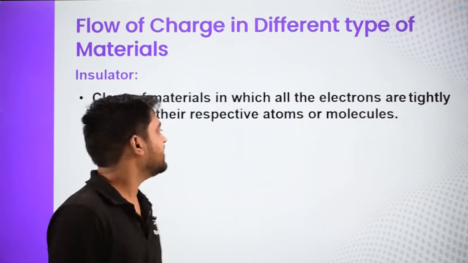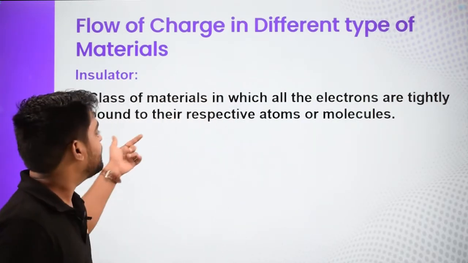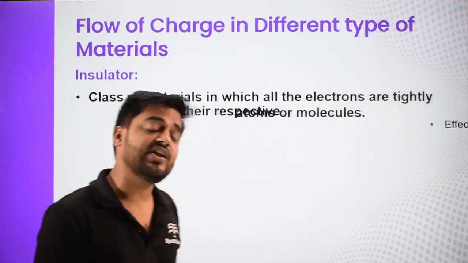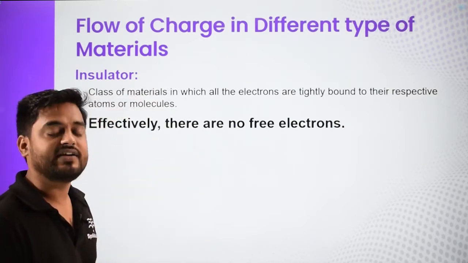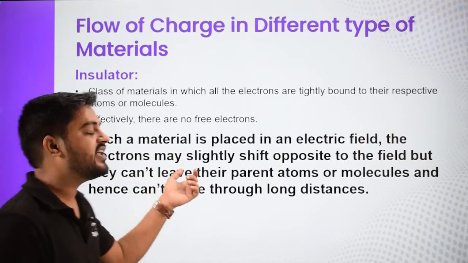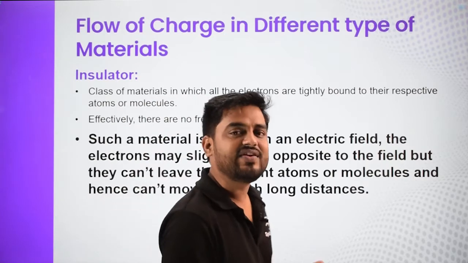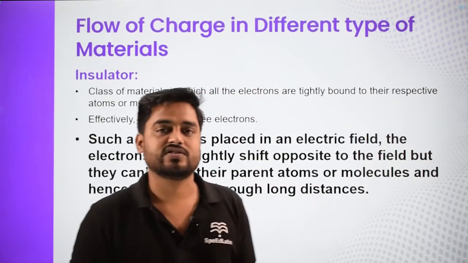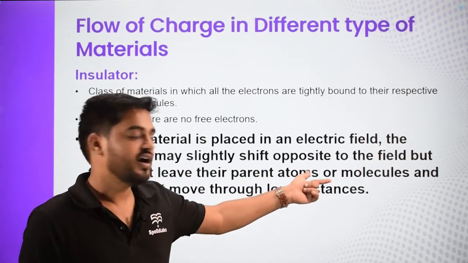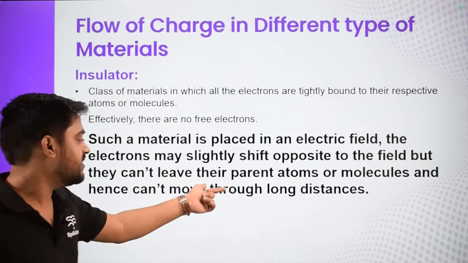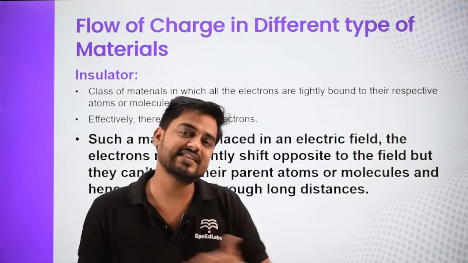Now the second type of material is insulator. What are insulators? Insulators are a class of materials in which electrons are tightly bounded to their respective atoms or molecules. So effectively there are no free electrons. When placed in an electric field, whatever electrons are available will experience force, but they are not free to move. Electrons may slightly shift opposite to the field, but they can't leave their parent atom or molecule, so they can't move a long distance in the material.